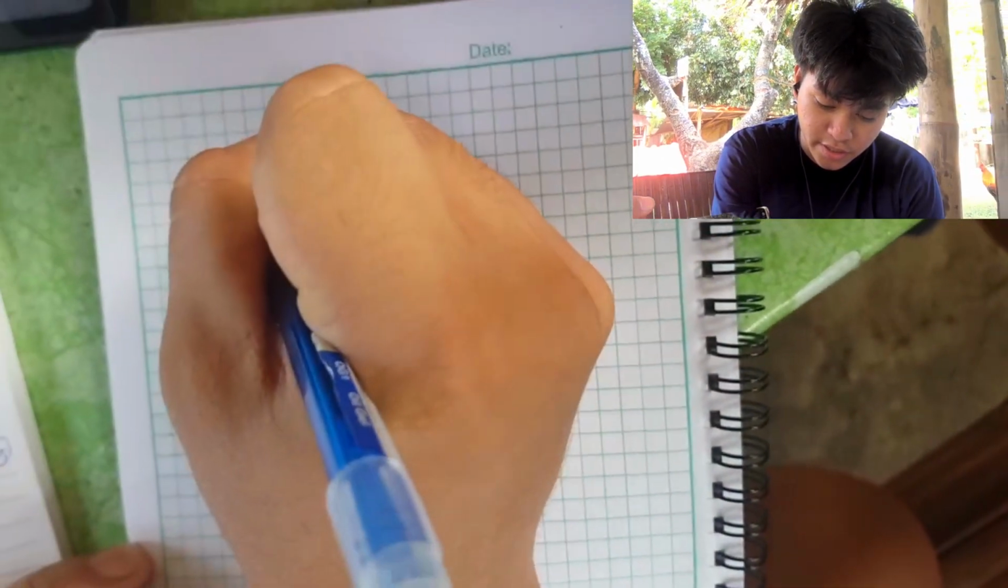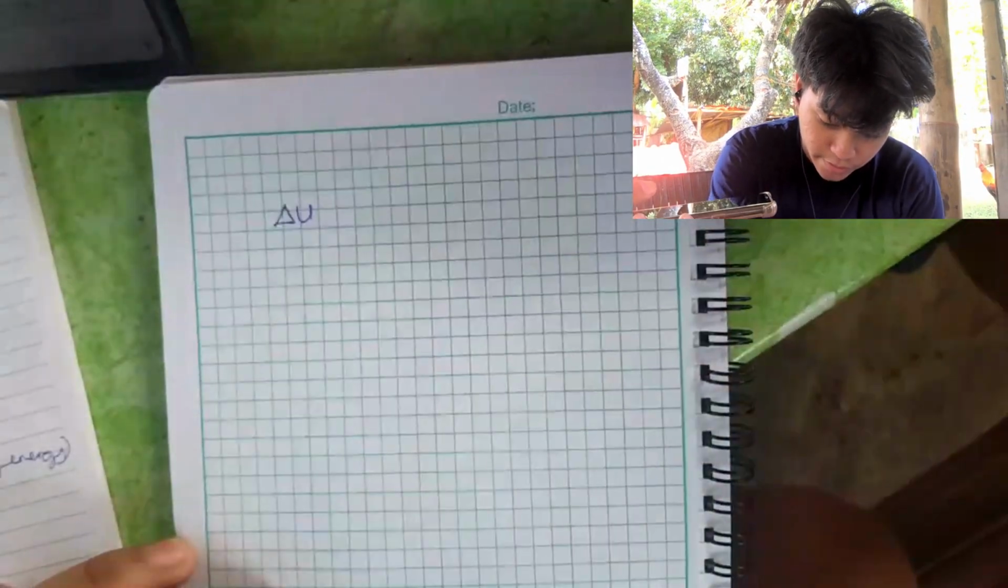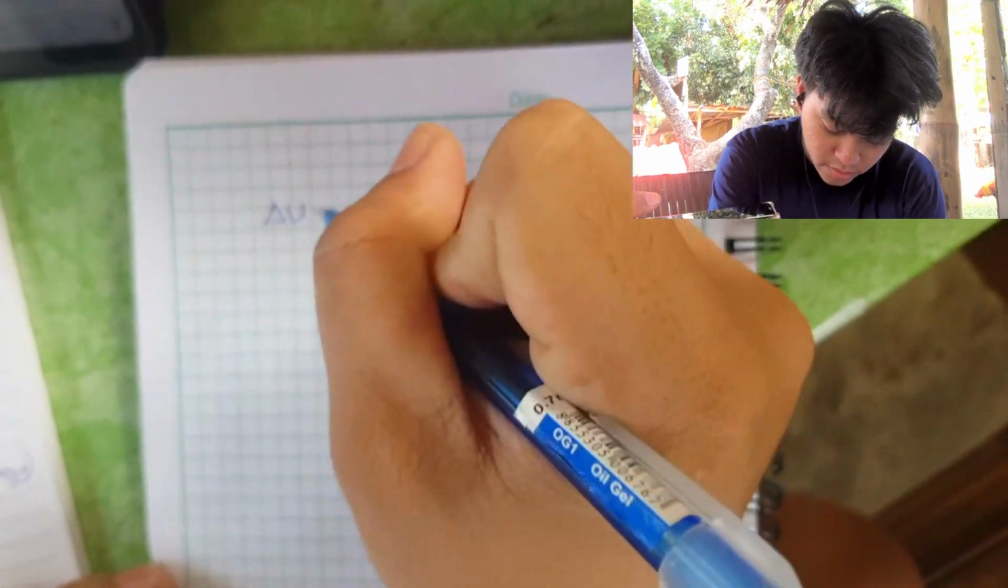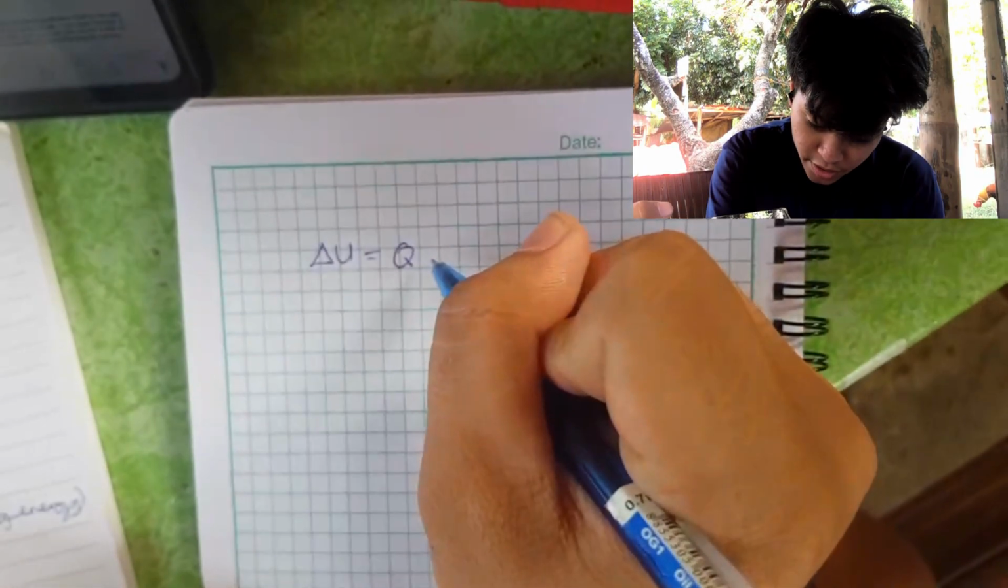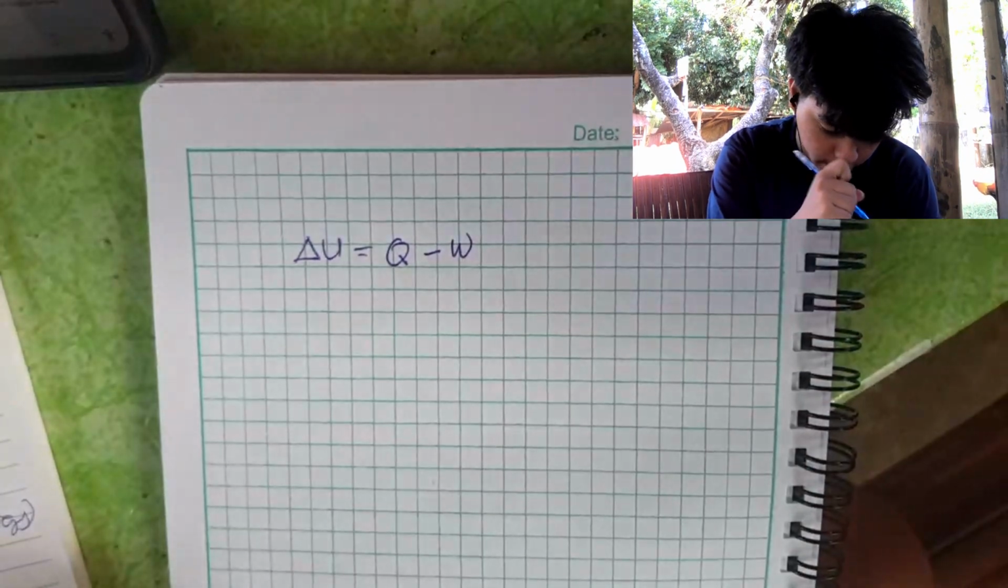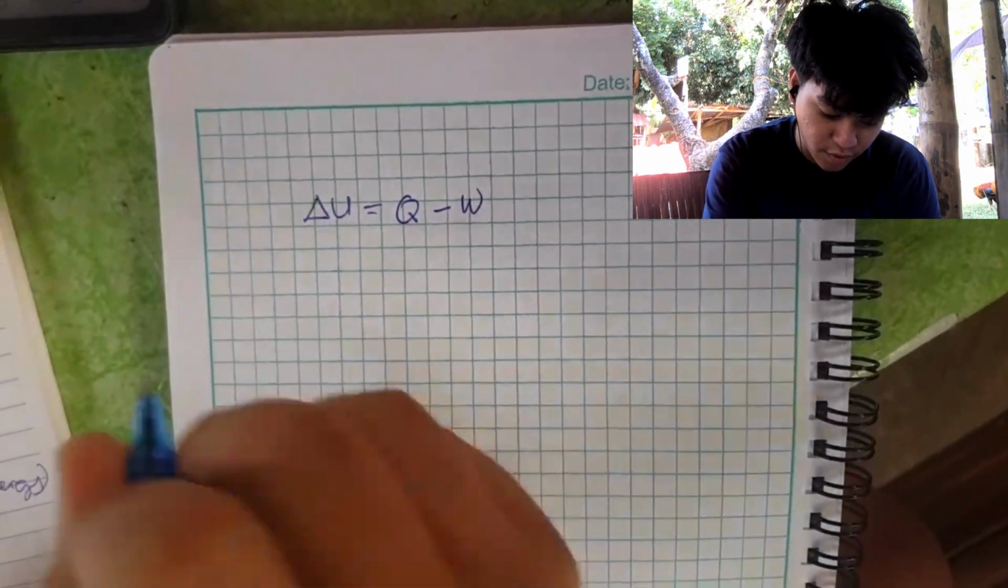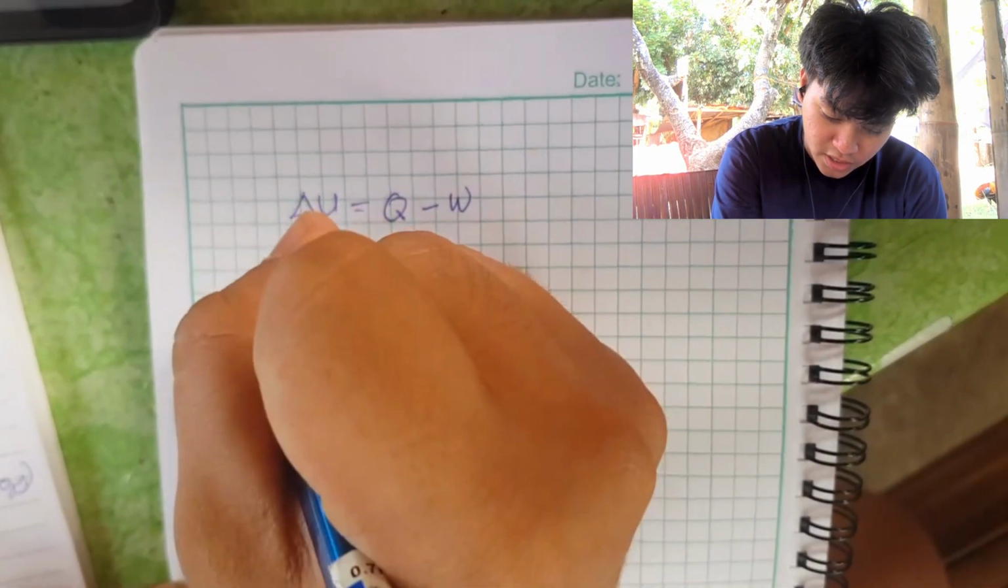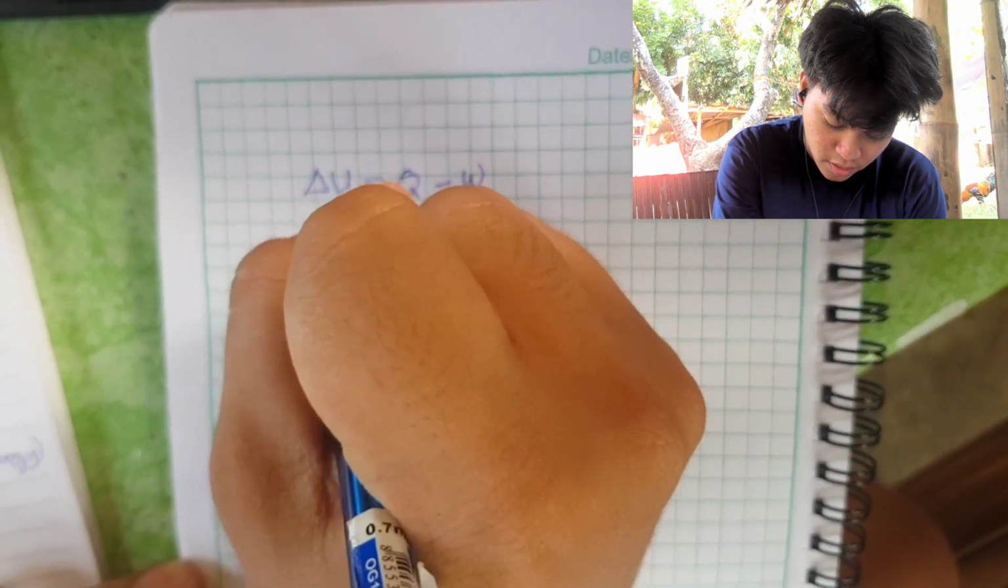I would like to know if you know what the formula for the internal energy is. Do you know? So the internal energy, or delta U, is equal to the heat, Q, minus W, the work. This formula is used for the transfer of energy.